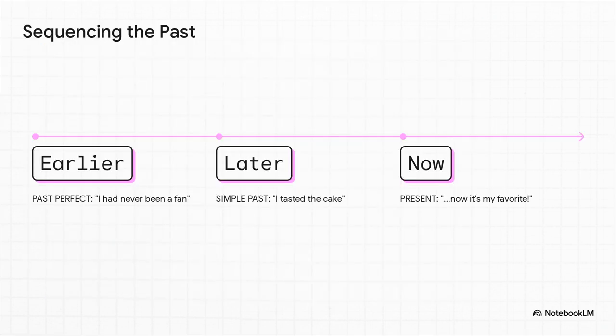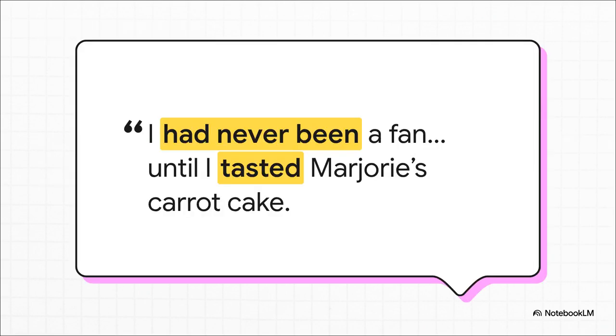Eva Langston's guide shows this perfectly. It's all about sequence. The event that happened furthest in the past, I had never been a fan, that gets the past perfect. That's your backstory. Then, closer to the present, you get the main event in the simple past. I tasted the cake. And when you put it all together in a sentence, it just flows. I had never been a fan sets that stage. It establishes how things were for a long time. Until I tasted the cake. See? The past perfect makes that sequence of events totally clear without any extra effort.